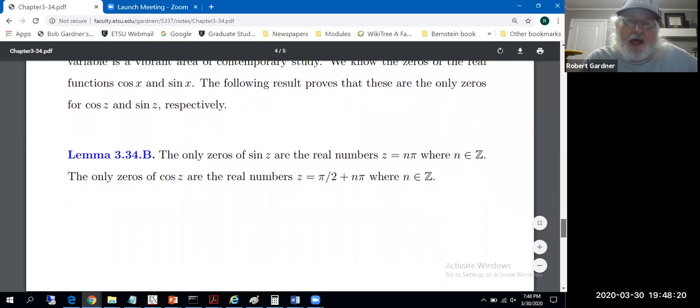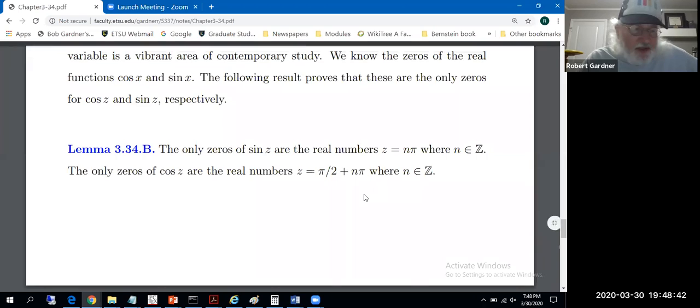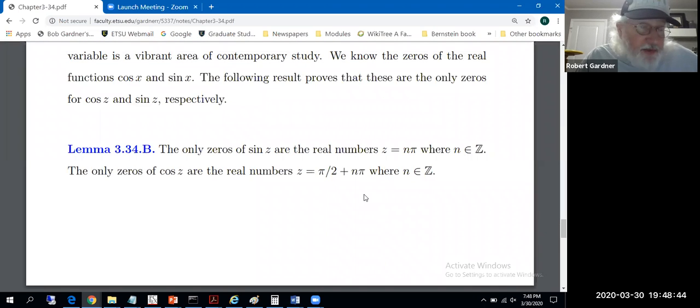But let's take a look at zeros of sines and cosines. Lemma 3.34b says the only zeros of sine z are the real zeros, z equals n pi. The only zeros of cosine z are the real zeros, pi halves plus n pi. So the only place sine and cosine are 0 as functions of a complex variable is the same place they're 0 as functions of a real variable. Let's take a quick look at that.